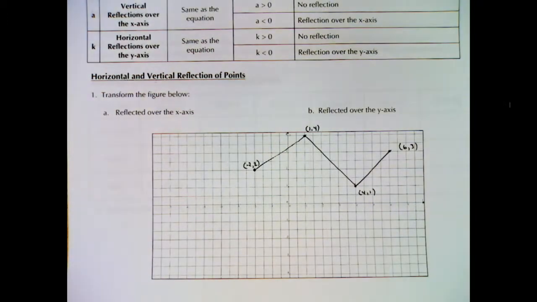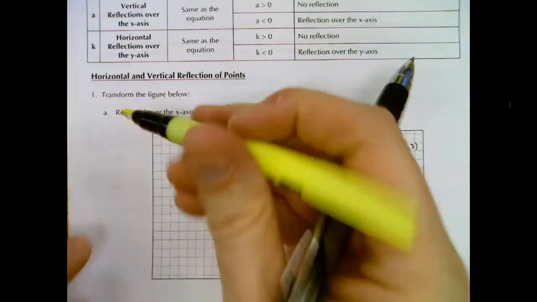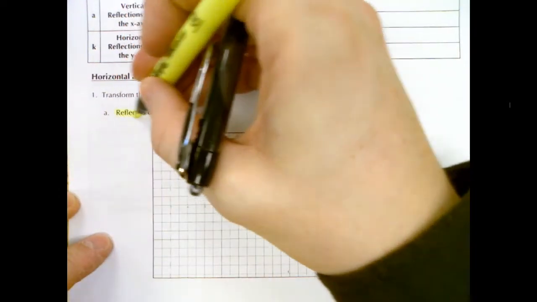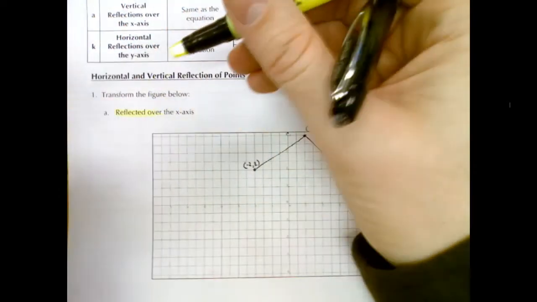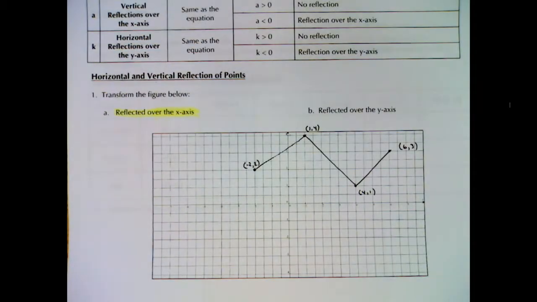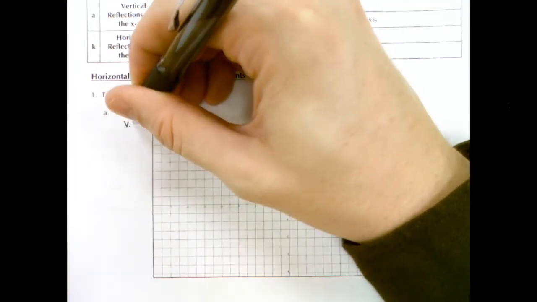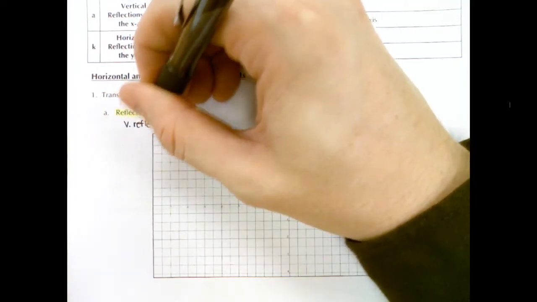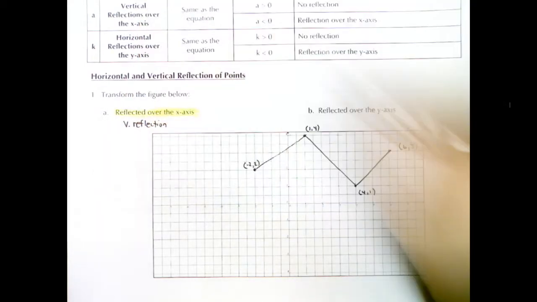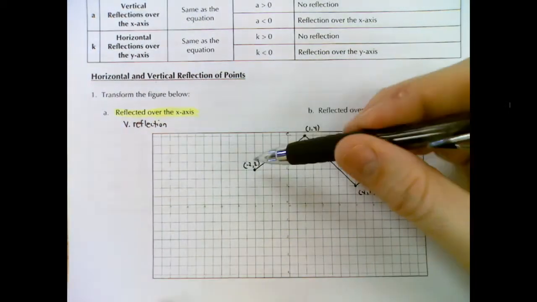So let's do each reflection. Let's reflect over the x-axis and let's reflect over the y-axis. For reflecting over the x-axis, I'll use yellow. Oh, my yellow just broke. Oh, no, it still works. All right. Over the x-axis. If we're reflecting over the x-axis, that would be a vertical reflection. Let's see what happens to these points.